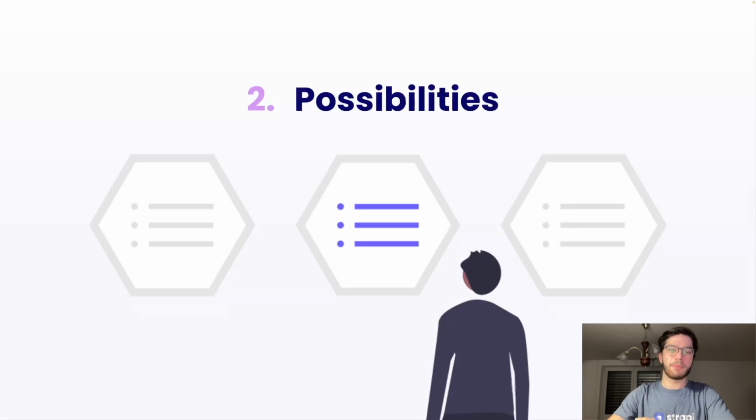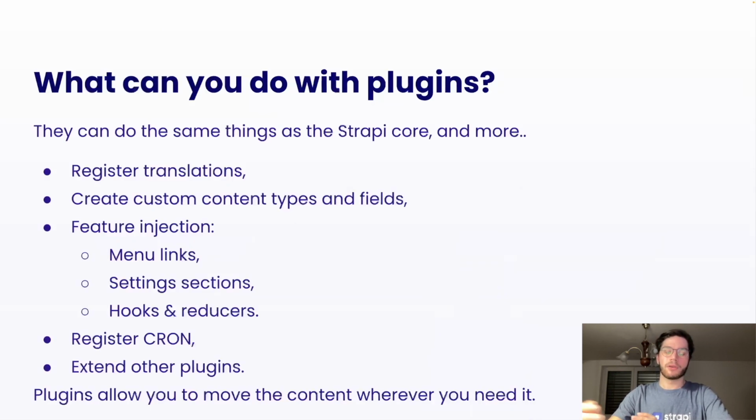Let's take a look at some possibilities and why you should basically think about implementing plugins inside Strapi. So at the core, they are basically everything you can do in Strapi that you already know and more. Other than implementing the controllers, the services that you already know, you can also register new translations. You can create custom content types and fields. You can style them any way you want.